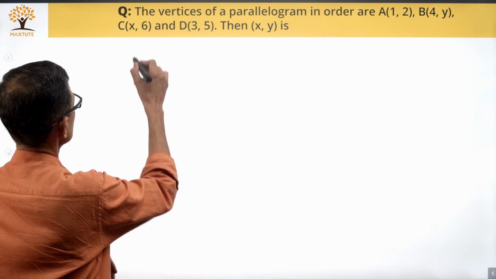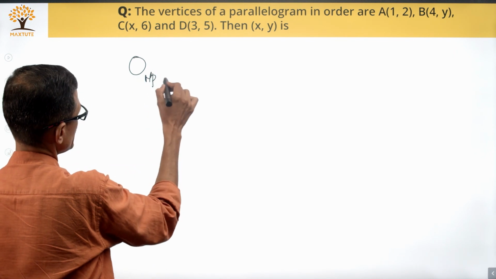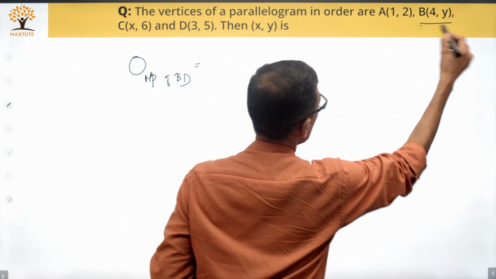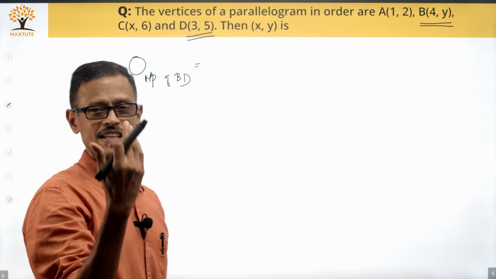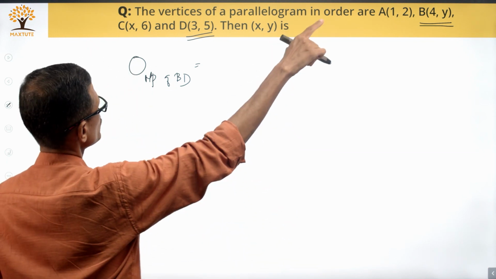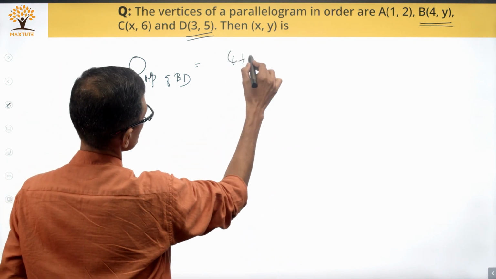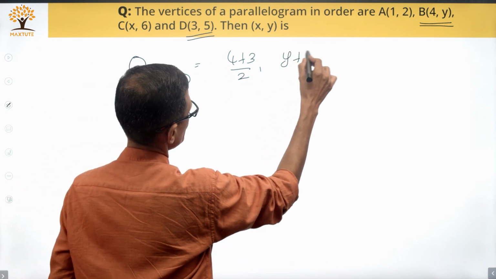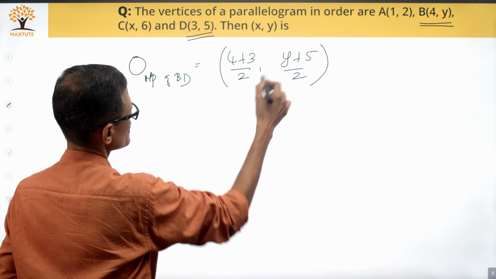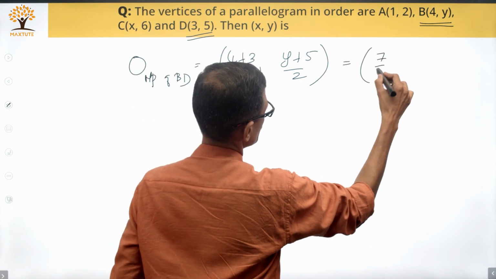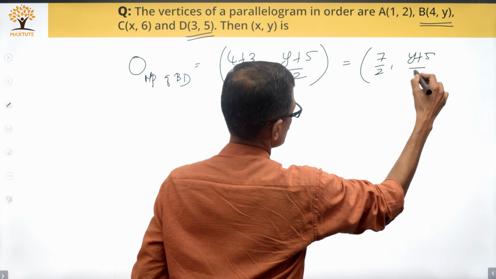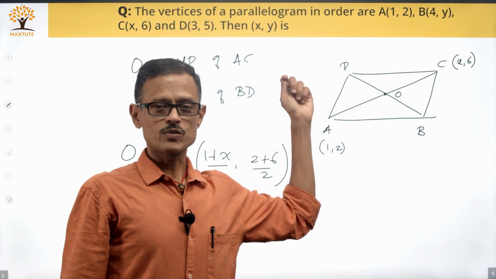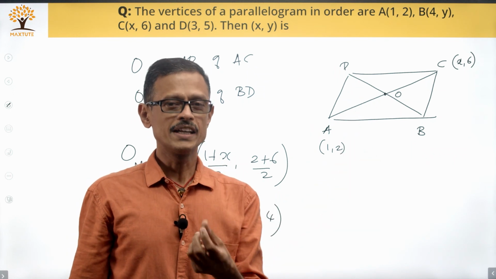Let us run through this exercise, computing the coordinates of O as the midpoint of BD. So, we will pick the coordinates of points B and D and do (x1 plus x2)/2, (y1 plus y2)/2. (x1 plus x2)/2 in this case will be (4 plus 3)/2. (y1 plus y2)/2 will be equal to (y plus 5)/2. This is essentially equal to (7/2, (y plus 5)/2). So, it is very evident that the coordinates of O, whether you compute it as the midpoint of AC or as the midpoint of BD, should be one and the same.